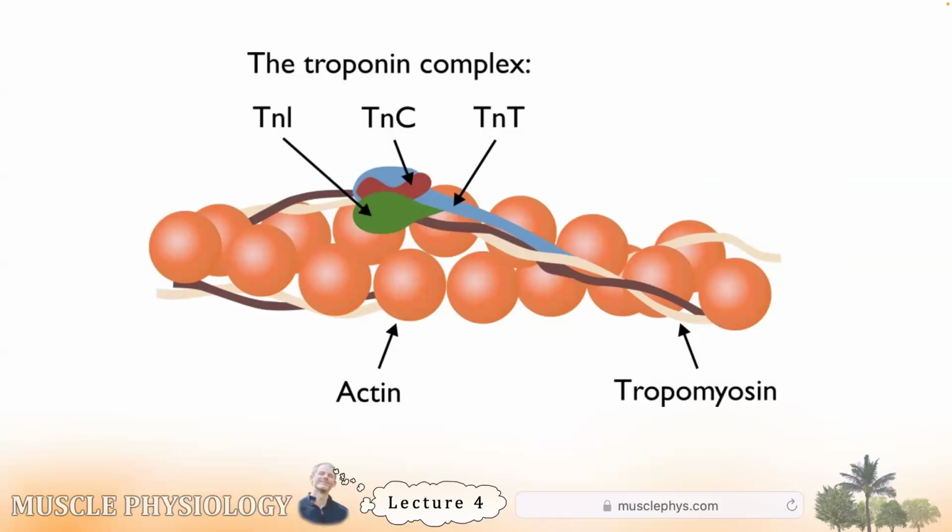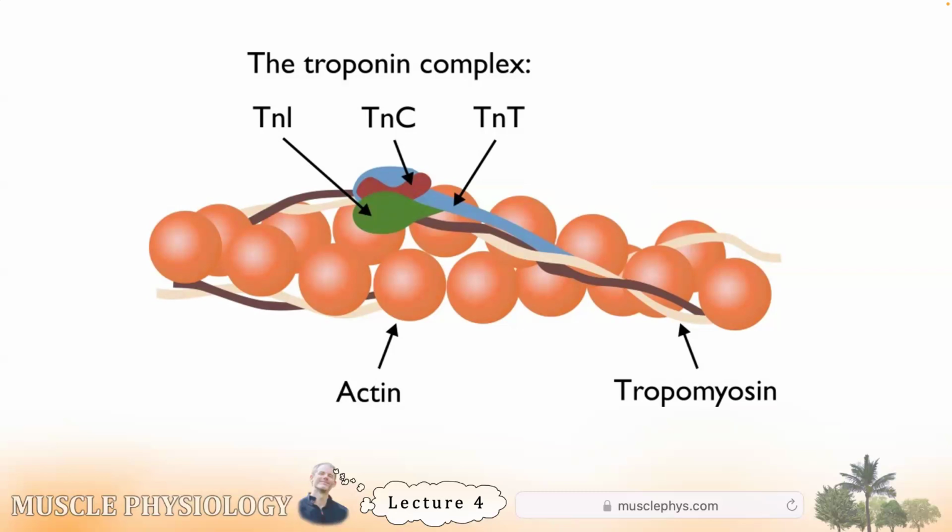Troponin I is what binds the troponin complex to actin. I is for inhibition. Troponin I holds tropomyosin in its place, covering the binding sites that myosin wants access to. And then there's troponin C, which is what calcium binds to. C for calcium, troponin C. And this is bound to troponin I.